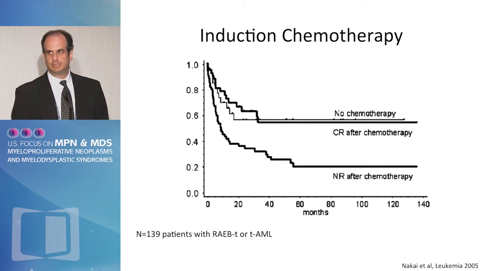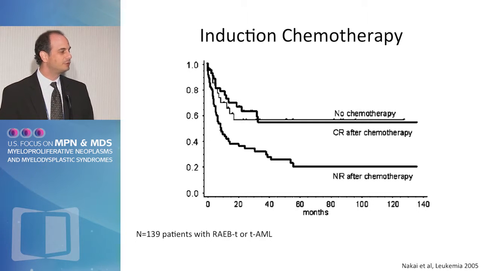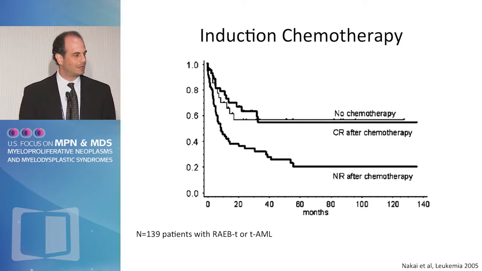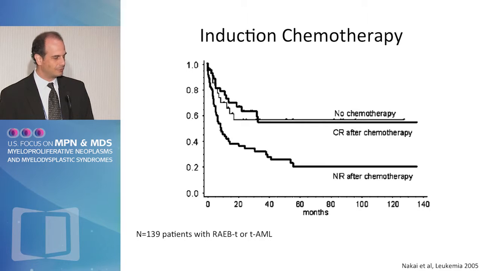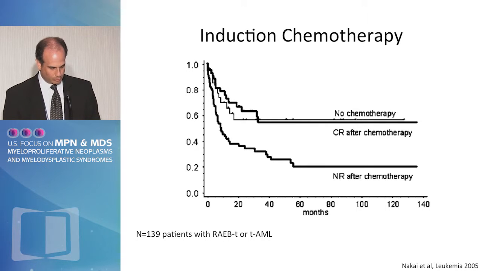So I'll go through the data, or lack thereof, for the different approaches, starting with the first publication comparing chemotherapy to no chemotherapy for patients going through transplant. And this was a Japanese series published in 2005. It wasn't very big. There were 140 patients overall.